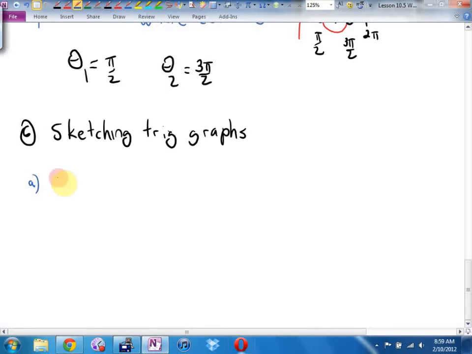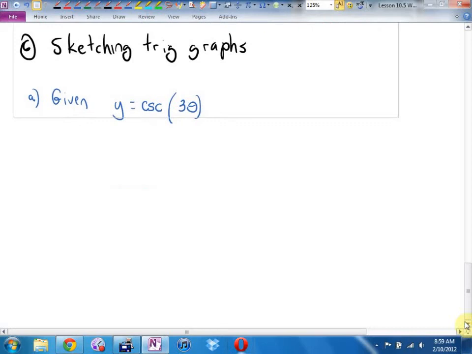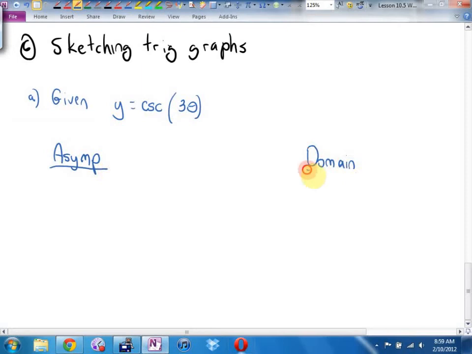Suppose they said something like this. Given y equals cosecant of 3 theta, tell me the equations of the asymptotes and the domain. These will be multiple choice questions, and I won't ask you for both at the same time, but they're both very, very related.